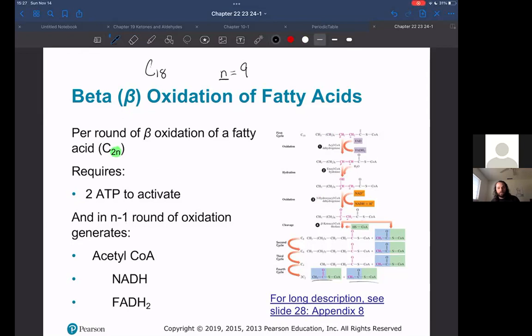So if you had a fatty acid with 18 carbons, that would require N-1 rounds of oxidation, or 8 rounds of oxidation. At the end, you would get N acetyl-CoAs. Since there were only N-1 rounds of oxidation, you would get N-1 NADHs and N-1 FADH2s at the end, right? Because each round of oxidation produces an NADH and an FADH2. So this is the generic formula you want to know for a fatty acid that contains 2N carbons.